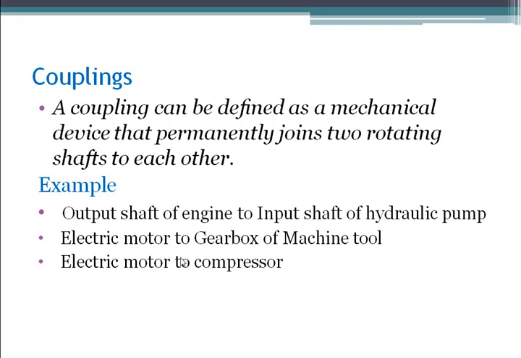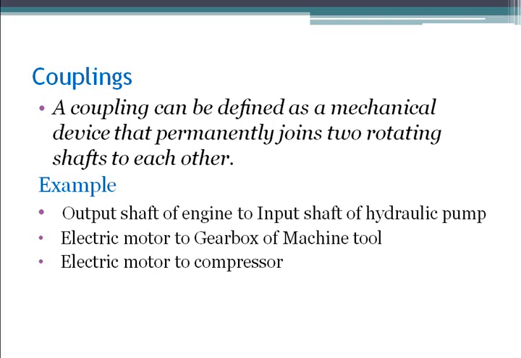Similarly, an electric motor to the gearbox of a machine tool. If you take a lathe machine, for running the spindle we need power. The power is generated by the electric motor. The output shaft of the electric motor is connected to the input shaft of the gearbox, which will give the power to run the machine tool. Similarly, an electric motor to a compressor. These are examples of the usage or applications of couplings.